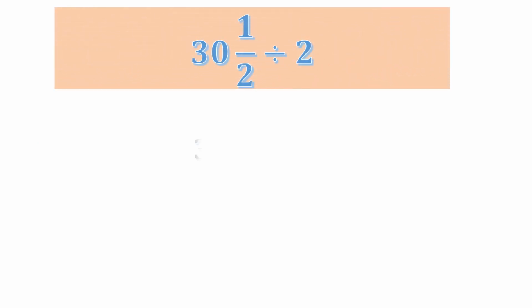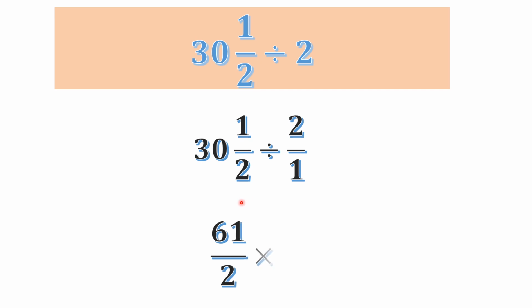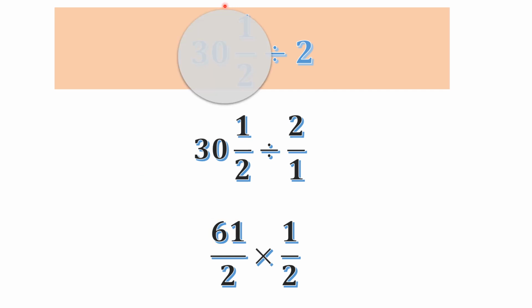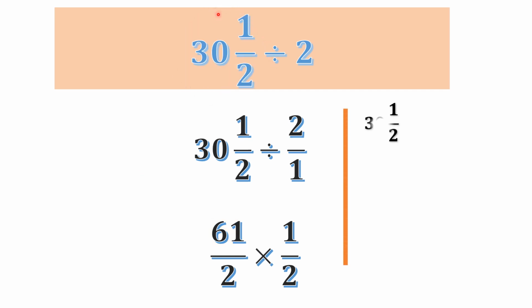Now how to do this division? 30.5 is to be divided by 2. 2 can be represented in the form of 2 by 1. And in the next line we get 61 by 2 multiplied by 1 by 2. Now where did this 61 come from? This mixed fraction 30.5 has been converted to a simple fraction 61 by 2.